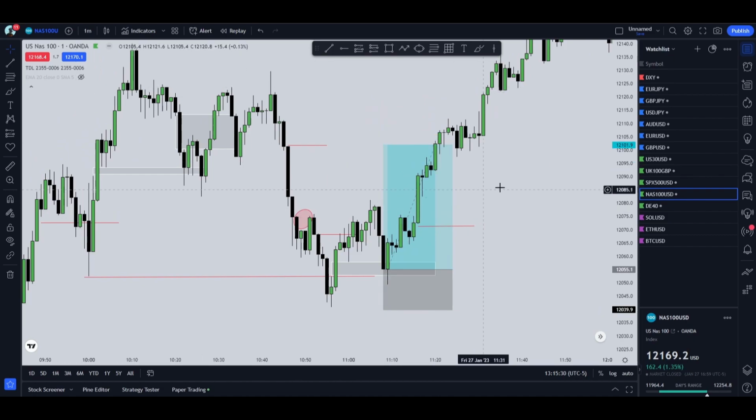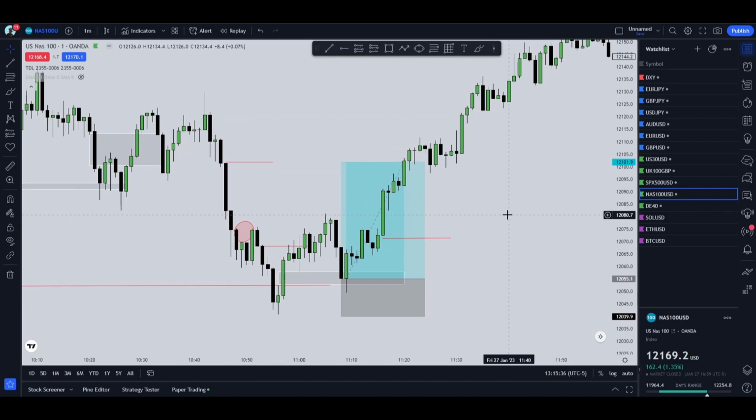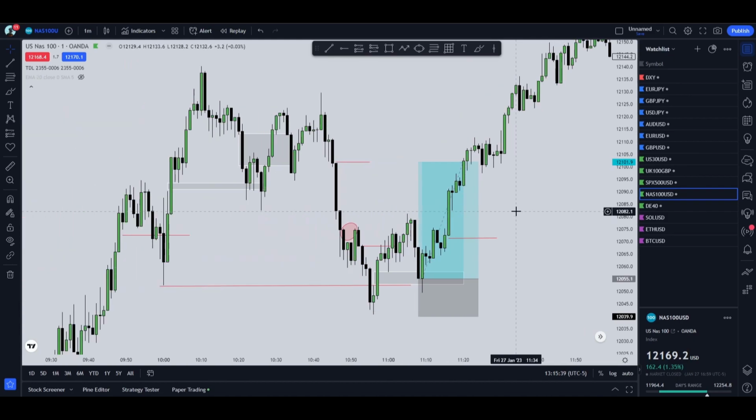on the NASDAQ. I used ICT concepts to take this trade, and I'll basically just tell you what I thought during this day and what made me take this trade. So let's get straight into it.